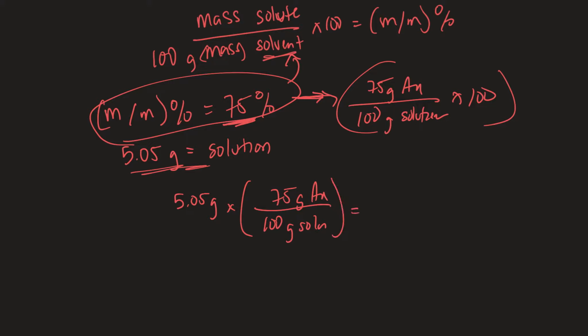Okay, and so if I put this in the calculator, it turns out in the 5.05 gram ring, there are 3.79 grams of gold. Okay, and so that's how you will use this mass percent concentration.